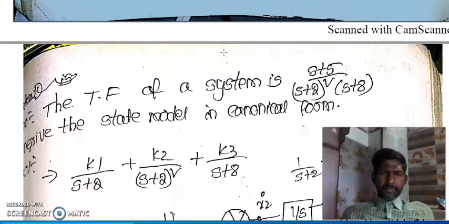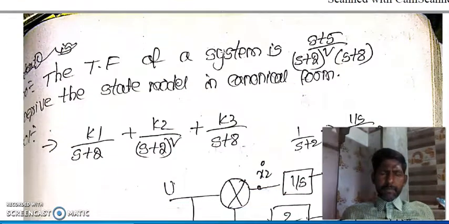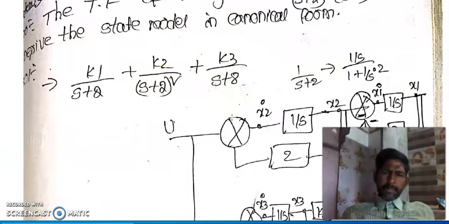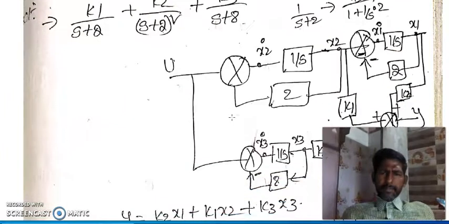The transfer function of a system is s plus 5. Next problem is s plus 5 divided by s plus 2 whole square into s plus 8. So represent in the form of partial fractions, k1 divided by s plus 2 plus k2 divided by s plus 2 whole square plus k3 divided by s plus 8. Represent in the form of block diagrams as like this. Here whole square is there.